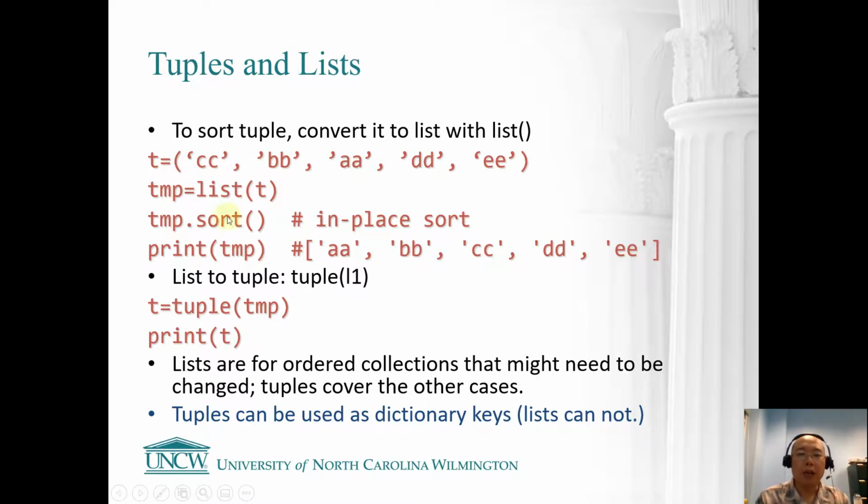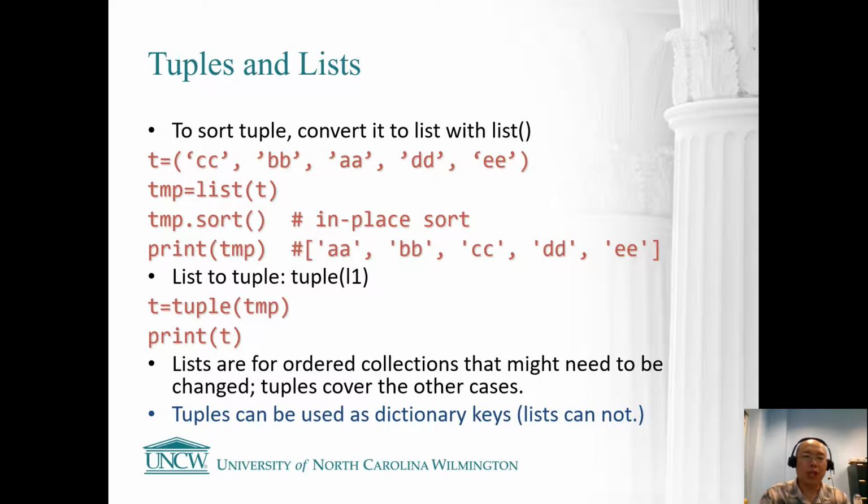Why? Because that sort is an in-place sort. So the problem will be, if you have a tuple, how do you have all the items sorted? Okay, so we have the tuple T, with C, B, A, D, E. I want to have all the values sorted. So how can I do that? Well, we cannot have a sorting in place because the tuple cannot be changed. So how can we do that?